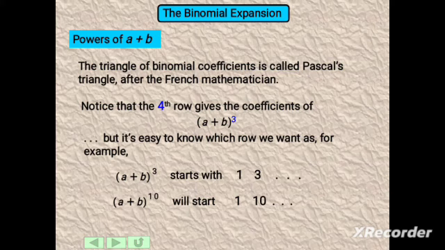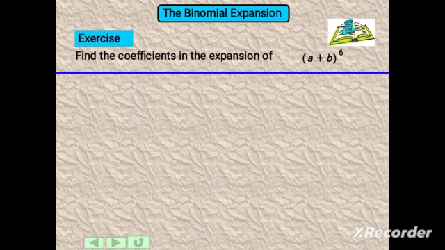Again, for (a + b) raised to power 10, we will start with 1, 10, and then so on, as we develop the coefficients depending on the expansion. So we need to find the coefficients of Pascal's triangle.